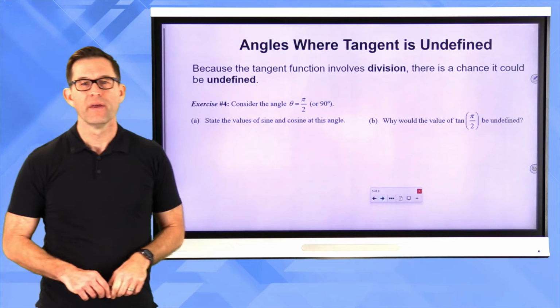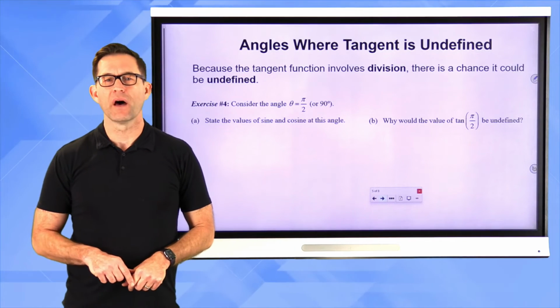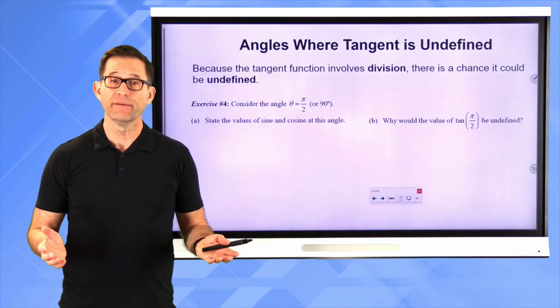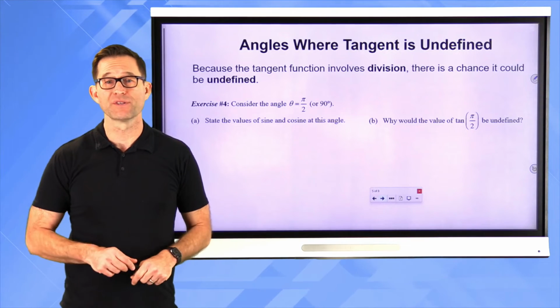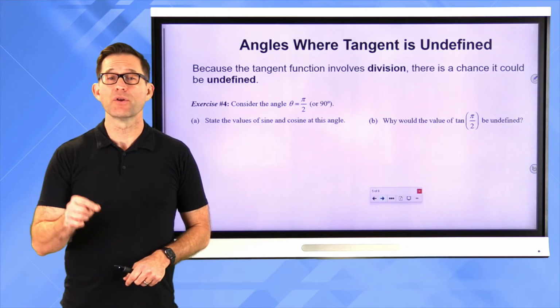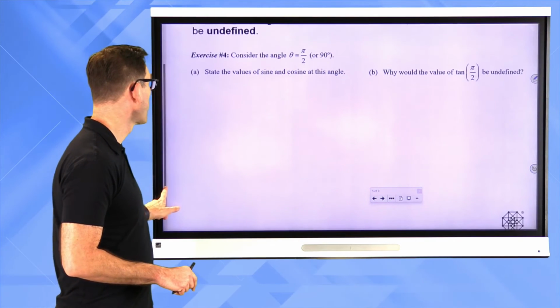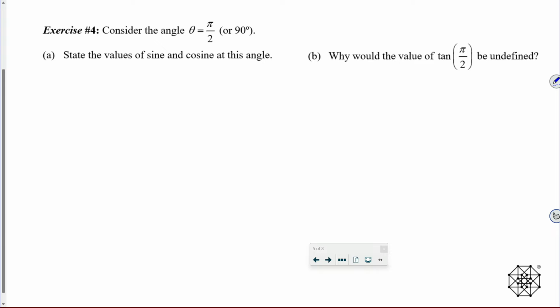Let's move on. Angles where tangent is undefined. Because the tangent function involves division, sine of theta divided by cosine theta, there's a chance that it could be undefined. So let's take a look at that scenario in exercise number 4. Consider the angle theta equals pi over 2, or 90 degrees. Letter A. State the values of sine and cosine at this angle.